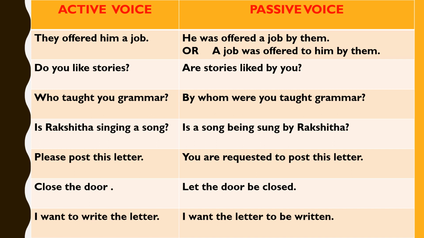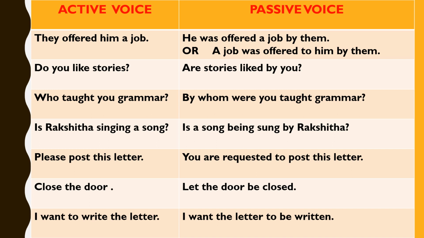If you take him as the object and change that into the subject in the passive voice, then the sentence will be changed like this. Him is changed into he. He was offered a job by them. So as we know the rule, the be form of the verb, was, is added because he is third person singular but in past tense. So it is he was offered a job by them. If you take a job as the main object here, then it will be changed like this: a job was offered to him by them.